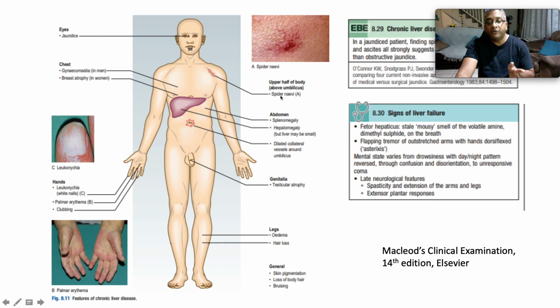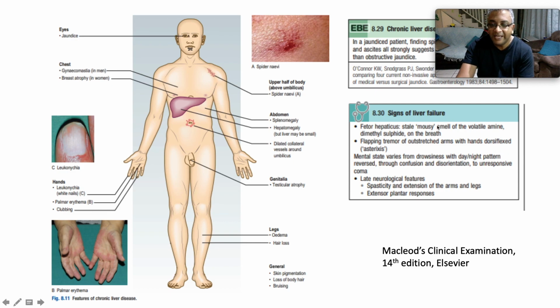In the upper half of the body, in the distribution of the superior vena cava, above the umbilicus, you want to look for spider angiomata, right? In the abdomen, you can look for hepatosplenomegaly, but the liver may be small if cirrhotic. And you look for dilated collateral vessels around the umbilicus, which is what we affectionately term caput medusae, right? Testicular atrophy, but obviously you ask the patient first before you just go in there and examine for testicular atrophy. Legs, edema and hair loss, and in general, you check for skin pigmentation, loss of body hair, and bruising.